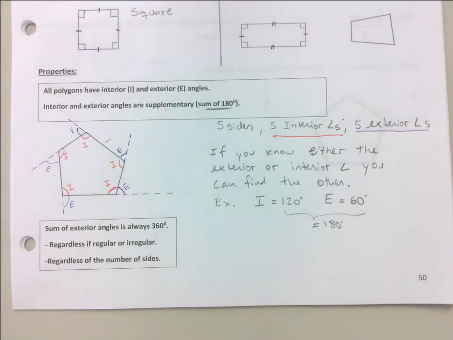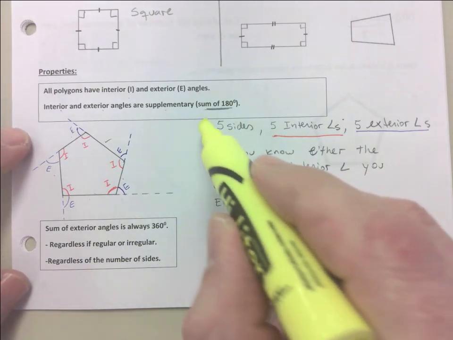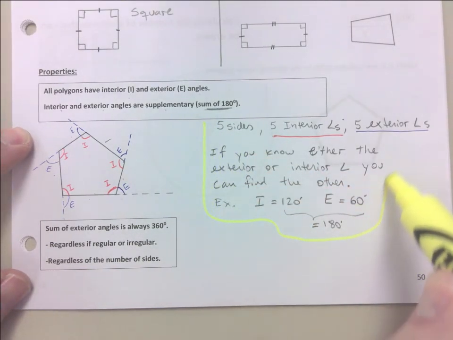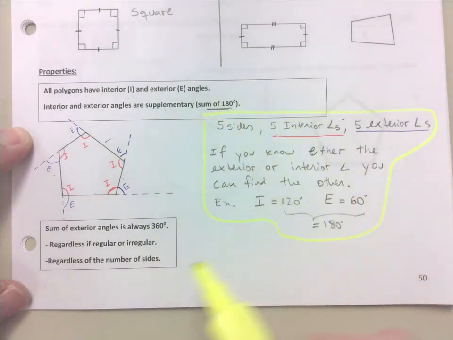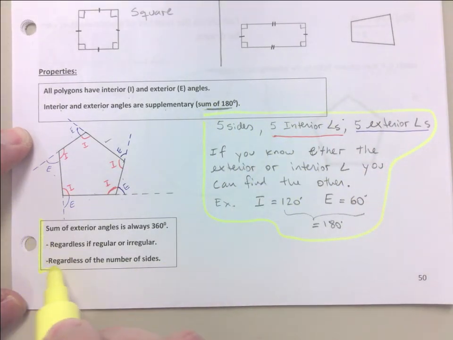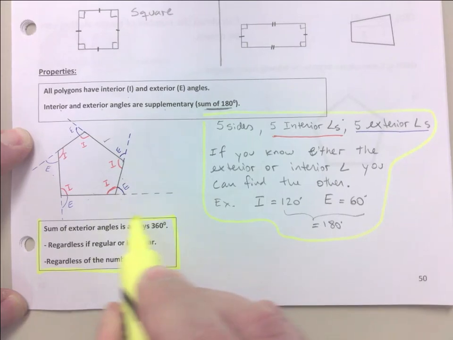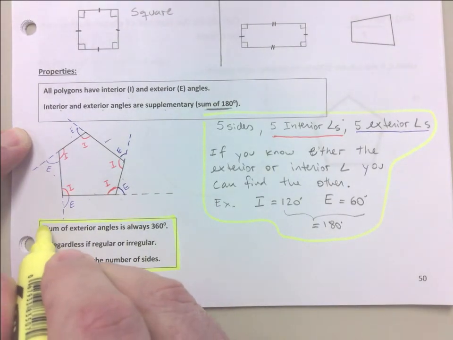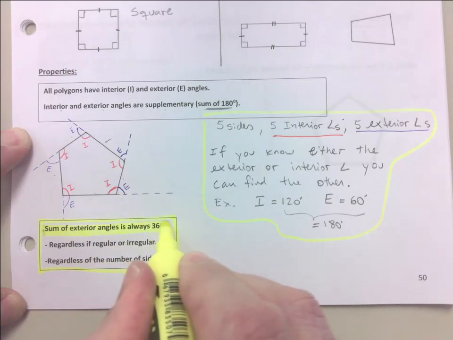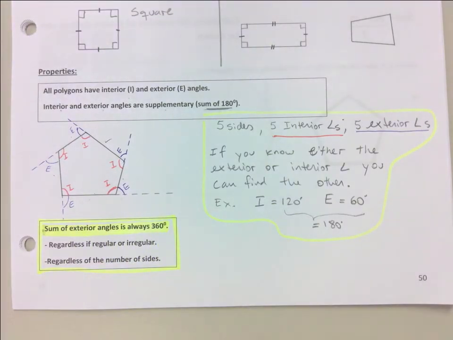Another piece worth highlighting. I will make sure this is boxed in. Watch this. The sum of exterior angles is always 360. Right? It's always 360 no matter what.